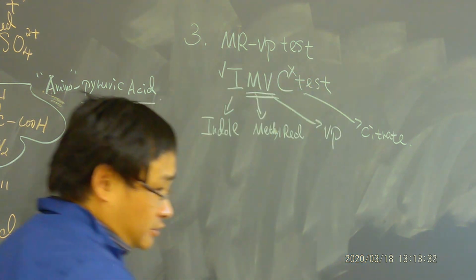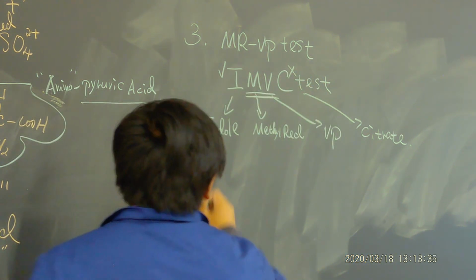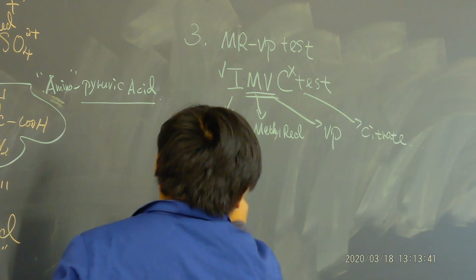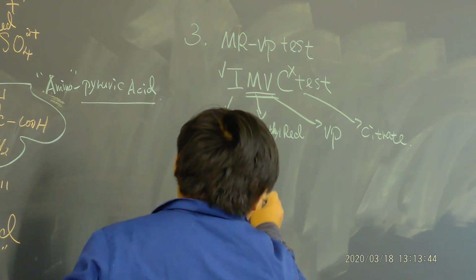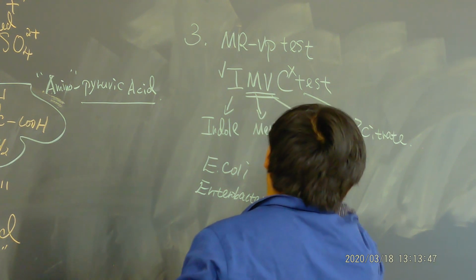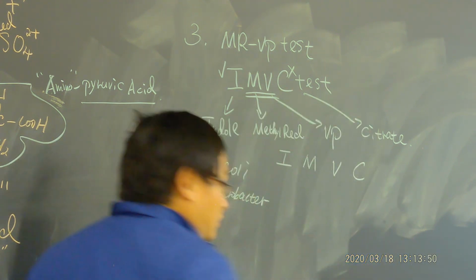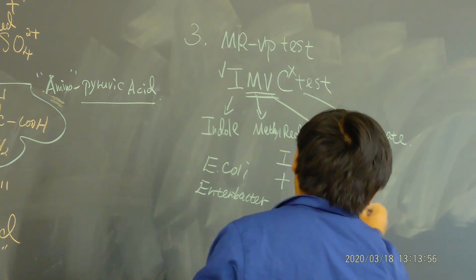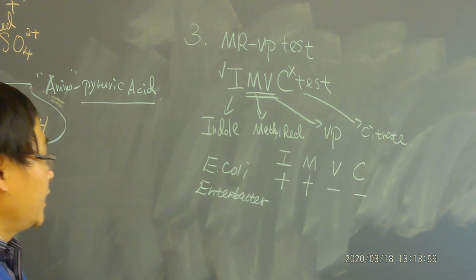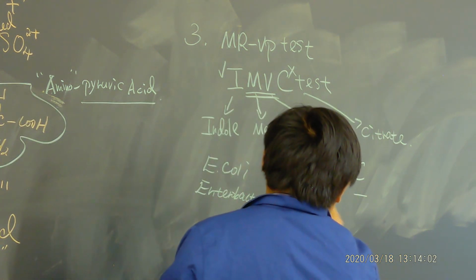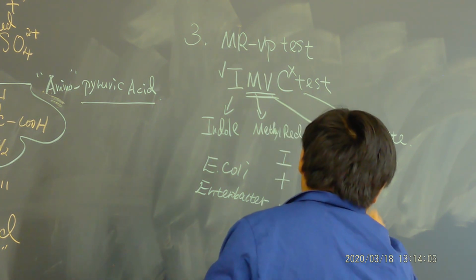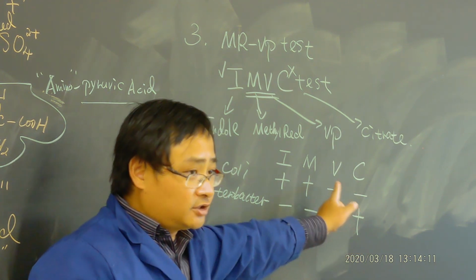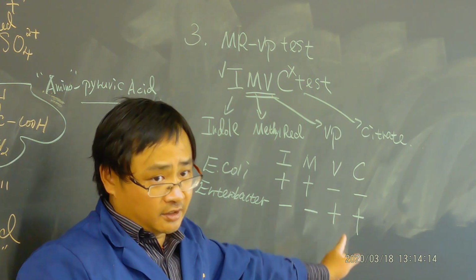Why is this test important? This test is used in the food industry to differentiate E. coli and Enterobacter, because the results are very funny. For E. coli, it is indole positive, methyl red positive, Voges-Proskauer negative, and citrate negative. For Enterobacter, indole negative, methyl red negative, Voges-Proskauer positive, and citrate positive. It looks like the sticky ends of DNA.